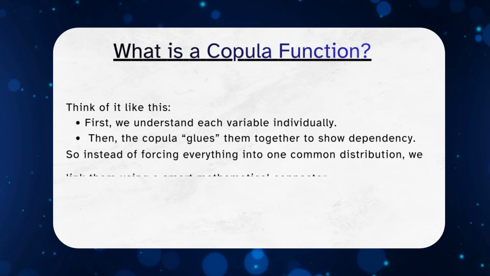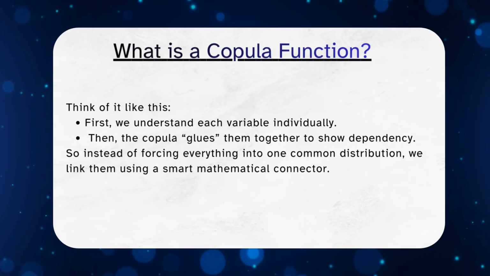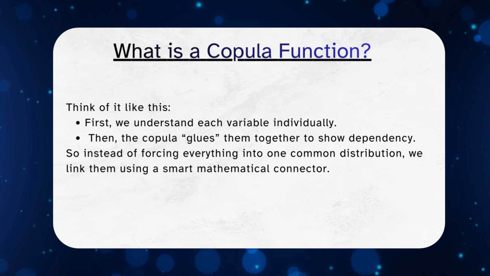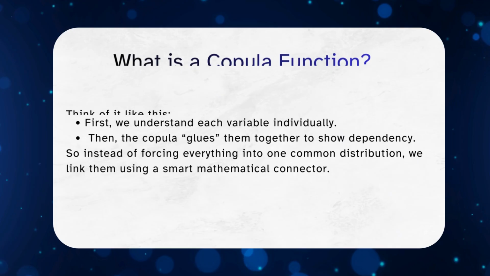Instead of forcing everything into one common pattern, a copula acts like a bridge. It keeps each variable's identity, but allows us to study how they move together. In simple terms, it helps us understand relationships between variables without changing how each one behaves on its own.